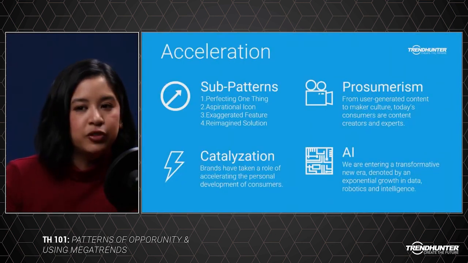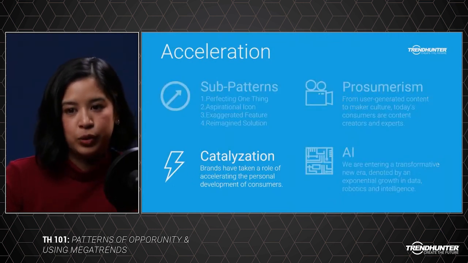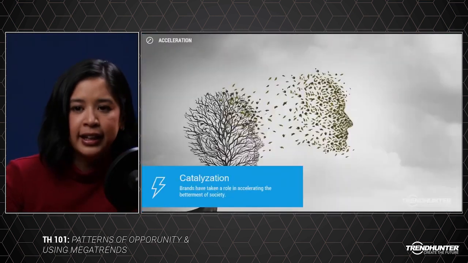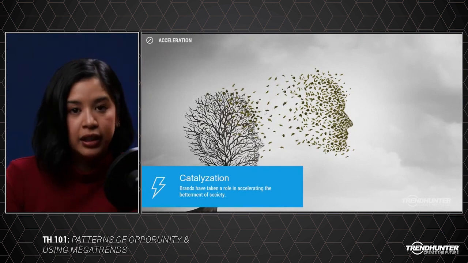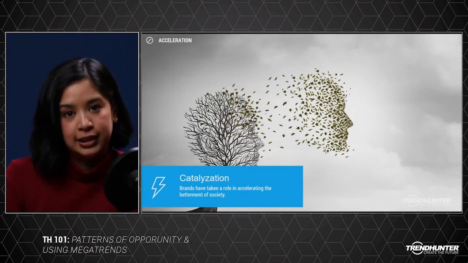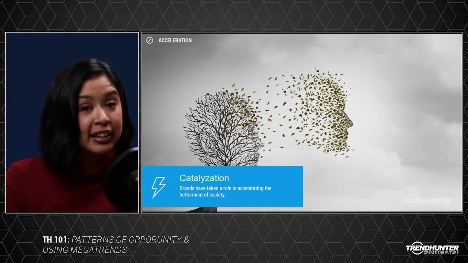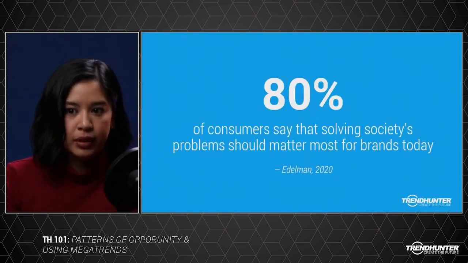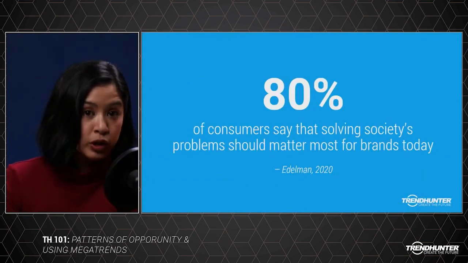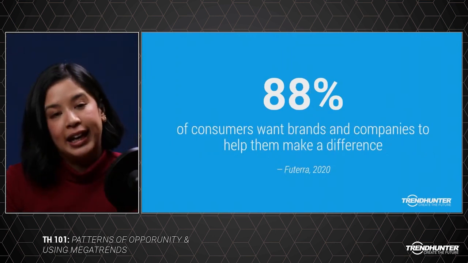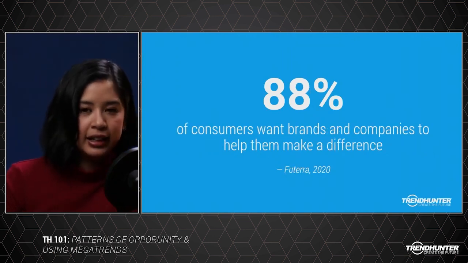All right, let's move into our final megatrend under acceleration, which is catalyzation, one of the most important of all of the megatrends. It's based in the idea that every person wants to become a better person and in the process make the world a better place. And so catalyzation poses the question of whether or not brands can be the catalyst for that betterment. 80% of consumers say that solving society's problems should matter most for brands today. And a whopping 88% want brands and companies to help them make a difference in the causes that they care about.